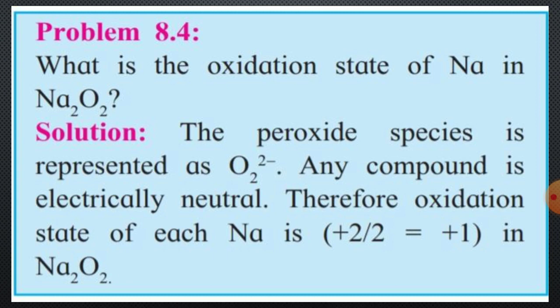I am repeating it again. As O2 carries -2 charge, Na2 carries +2 charge. We require the oxidation state of 1 Na. So 2 Na is there, and for 2 Na, +2 is there. For 1 Na, we are supposed to divide +2 by 2. We are getting +1. So here Na carries +1 oxidation state in Na2O2.